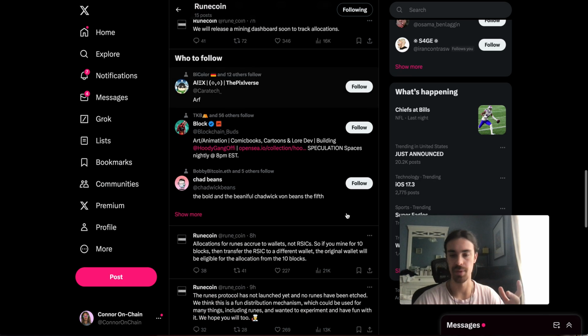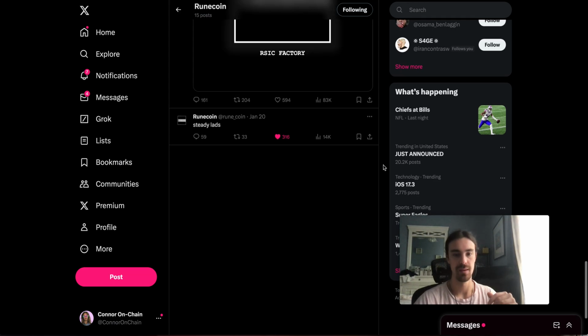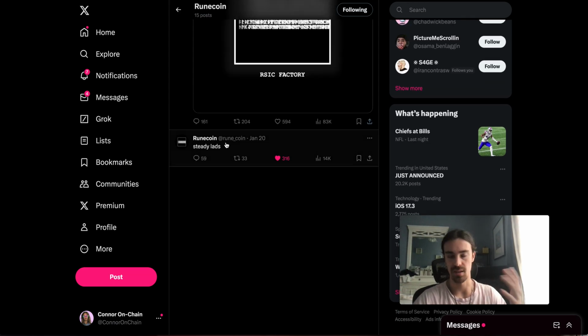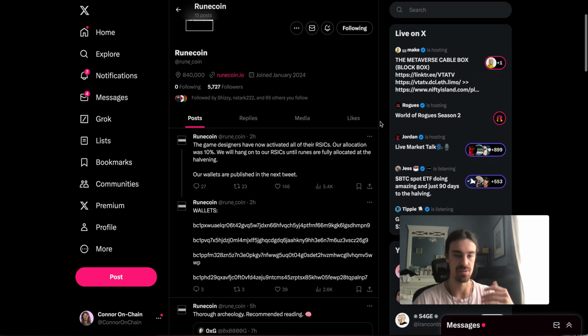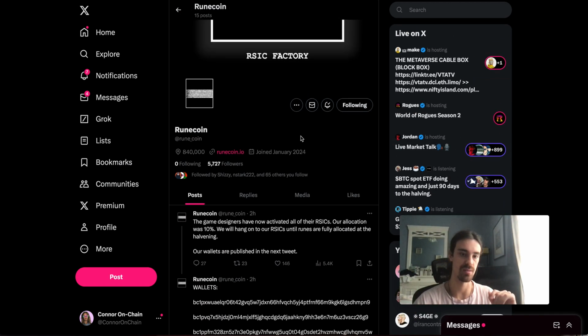So that was kind of their white paper that we went over a little bit. And this is also why I was saying, is this literally tweets about steady lads, which is the exact text inscription that was inscription 126, inscribed over a year ago, which is where people are speculating too.